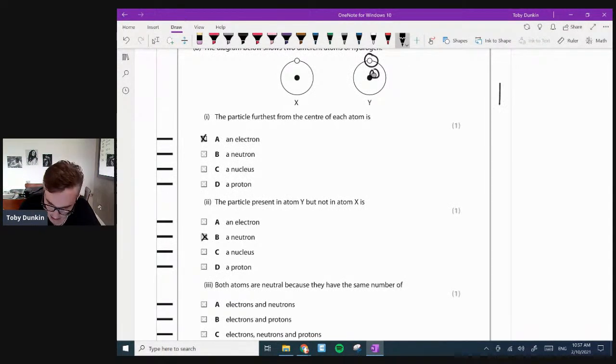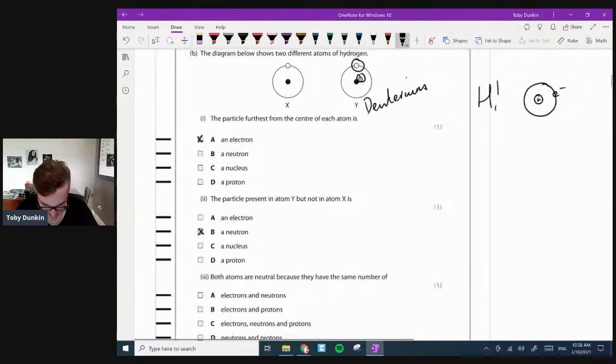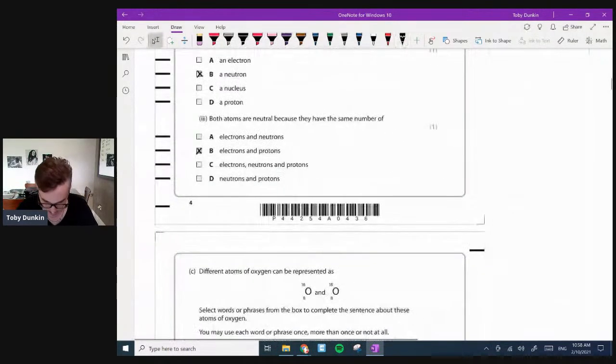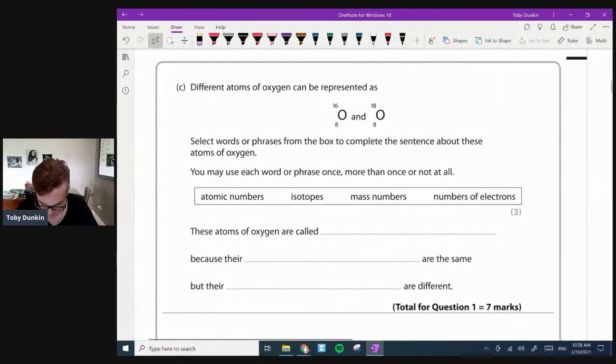So hydrogen is element 1,1. And from an atomic perspective, it usually has 1 proton and 1 electron only. So it's an unusual thing. This is called deuterium, by the way. Deuterium, heavy hydrogen, has an extra neutron. Both atoms are neutral because they have the same number of protons and electrons. Nice and easy start. I like it.